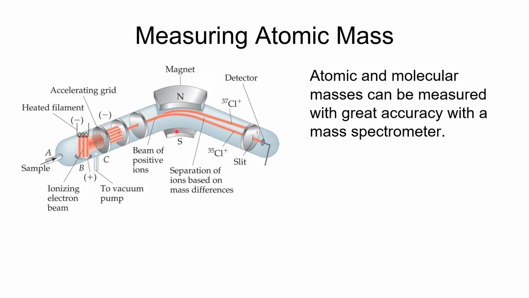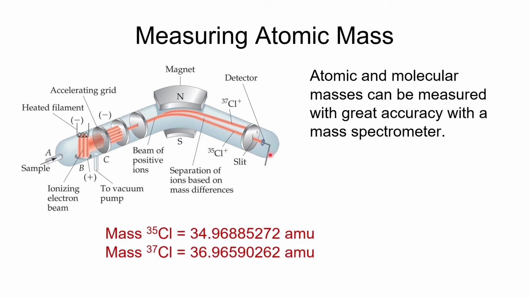Well, by changing the strength of that magnetic field, you can sweep through a range of values and measure the different values on your mass spectrometer.